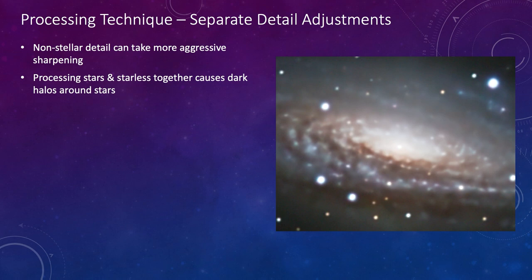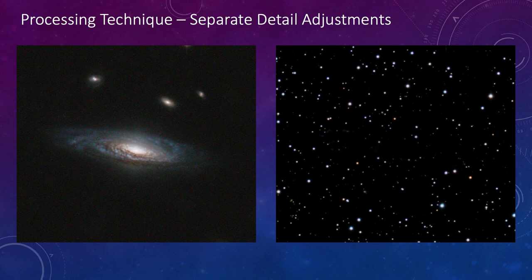If you process the entire image using the values that you'd want to use for all the non-stellar parts of your image, you get dark halos around your stars or oversaturated stars, etc. So using these new tools, you can separate those out. So what we do is we separate out the stars from the image, pick your tool, and then let's reduce the noise. And let's sharpen the detail in both images.